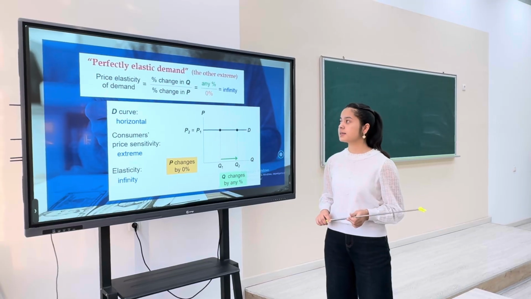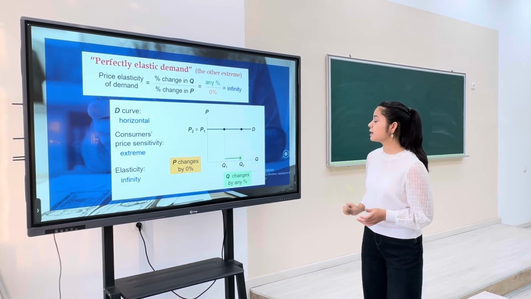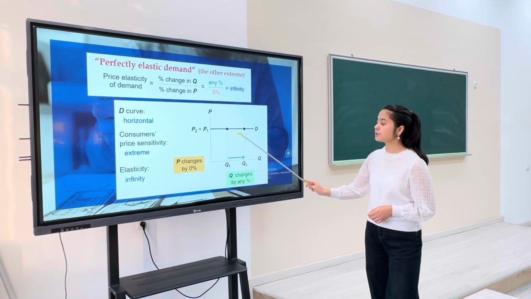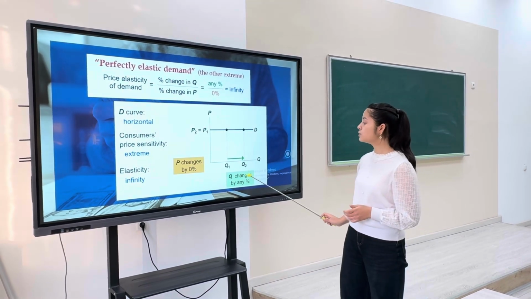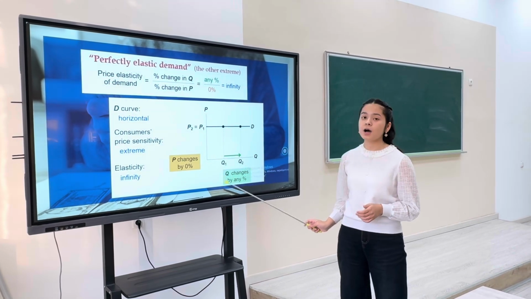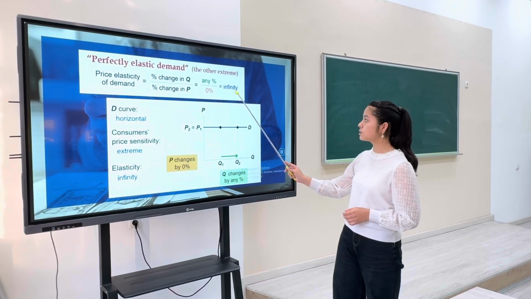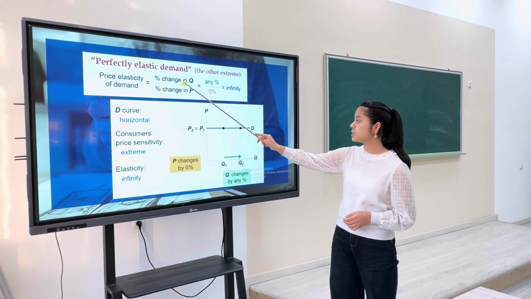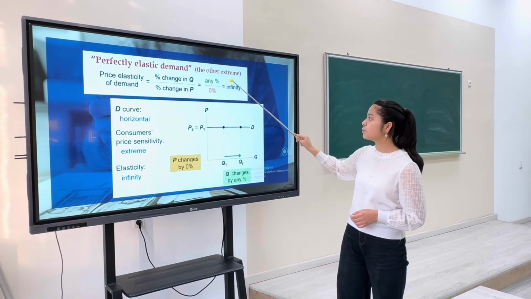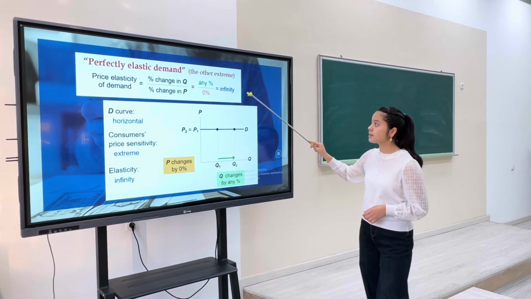The last one is perfectly elastic demand. In this case, the demand curve is horizontal. It means the price will not change, but the quantity demanded will change; it can increase or decrease. As for the formula, the quantity change in percentage can be any percentage, and the price change is 0. So the result is infinity.